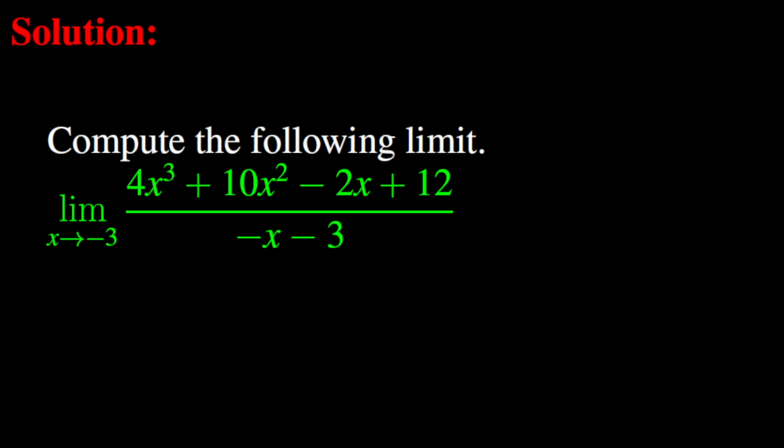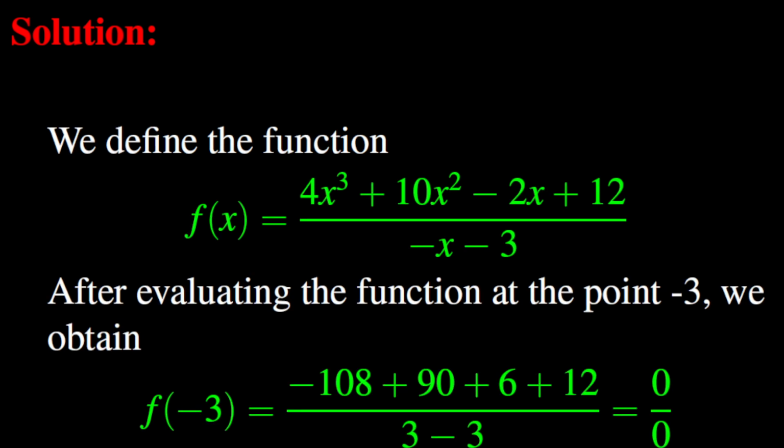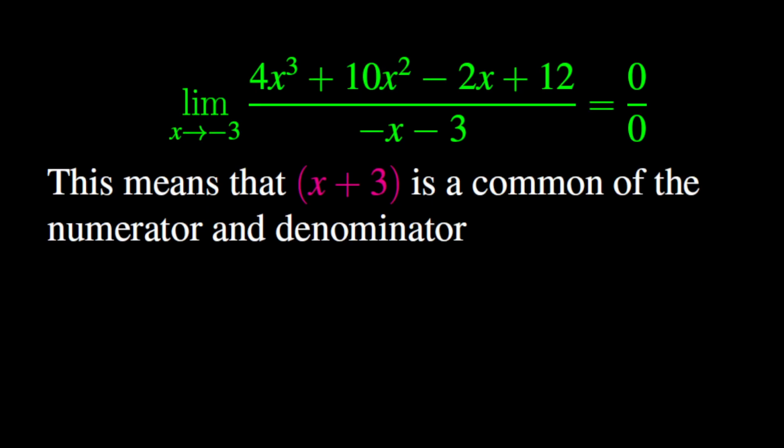Let us compute the limit as x goes to negative 3 of the fraction 4x cubed, plus 10x squared, minus 2x, plus 12, over the polynomial negative x minus 3. Let's see what happens when we directly compute the value of the fraction when x is equal to negative 3. We have minus 108, plus 90, plus 6, plus 12, over 3 minus 3, which equals 0 over 0. We have an indeterminate form of the type 0 over 0.